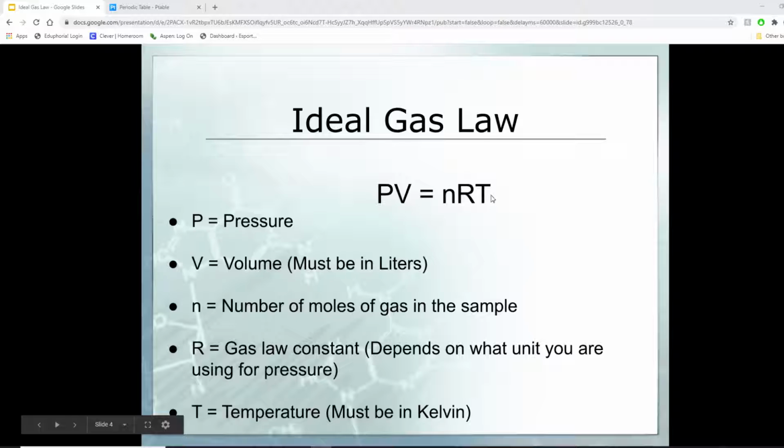And then temperature is the last one, T. Just like temperature in our previous gas laws, this one has to be in Kelvin. We can't plug in Celsius or Fahrenheit or anything like that. We've got to convert it to Kelvin first.